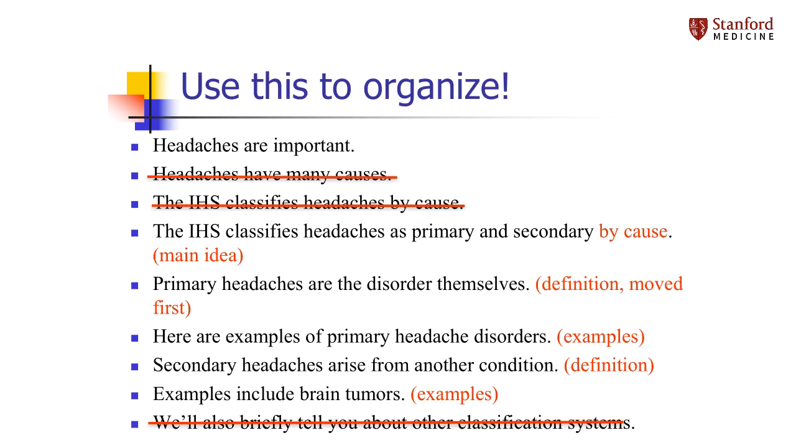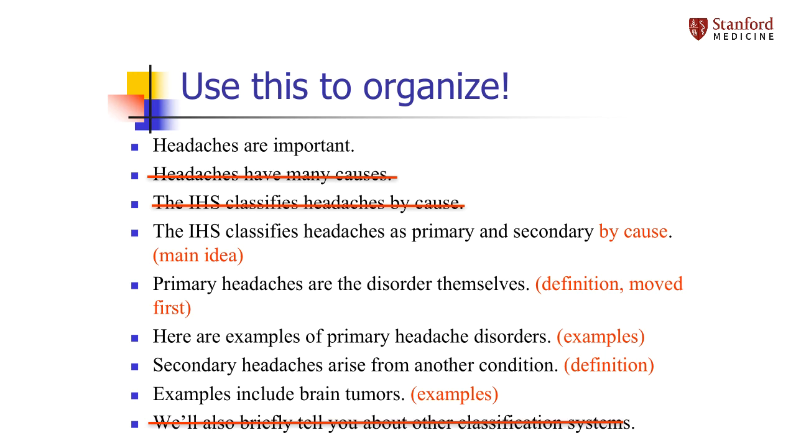So I went through and took away the repetition and boiled this down. We get headaches are important. Yeah, that sentence is probably not necessary, but I'll allow the authors to leave it in. The next 3 sentences you can boil down into one sentence. The International Headache Society classifies headaches as primary and secondary by cause. They decide if it's primary or secondary by cause. That's the main idea of this paragraph. It's really just to say how headaches are classified.